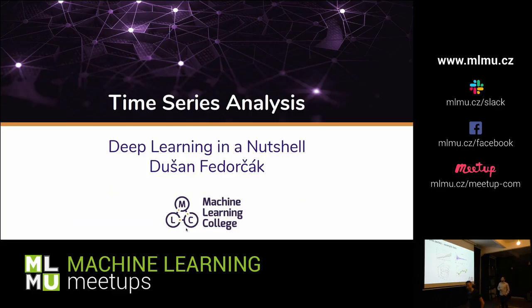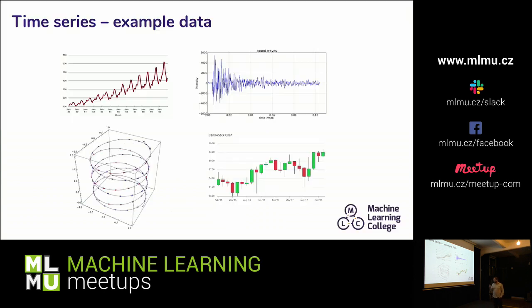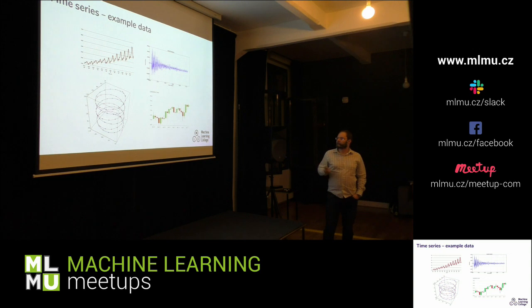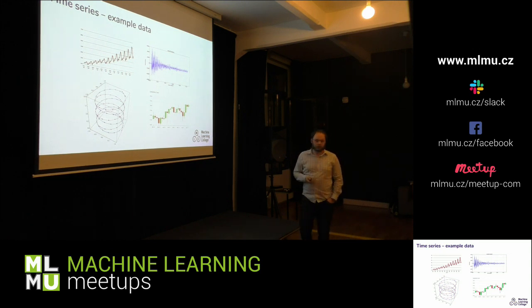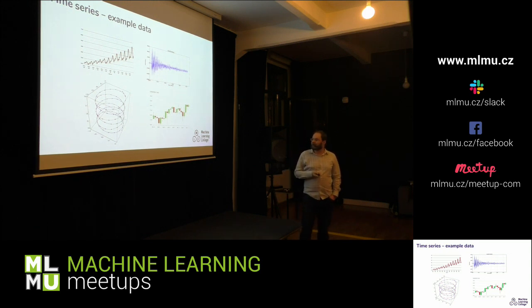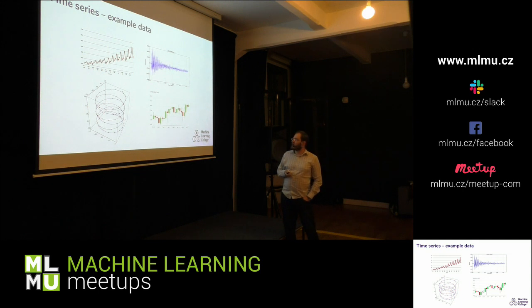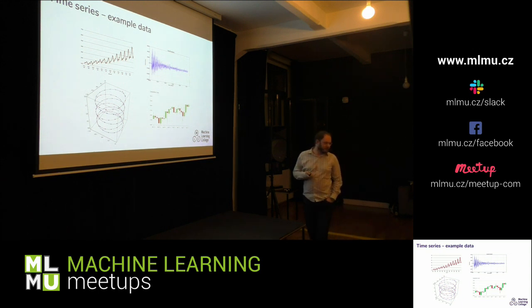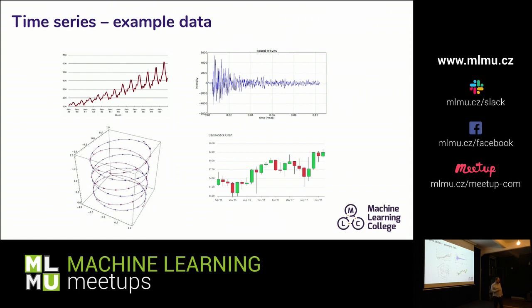Nice. So let's start with some examples. You can have something very ordinary like this one, where you have one value per, let's say, month, and apparently this is a number of airline passengers over the years. But you can have also something very, very different in terms of frequency, like this one. These are sound waves, and you will have around 22,000 samples per second.